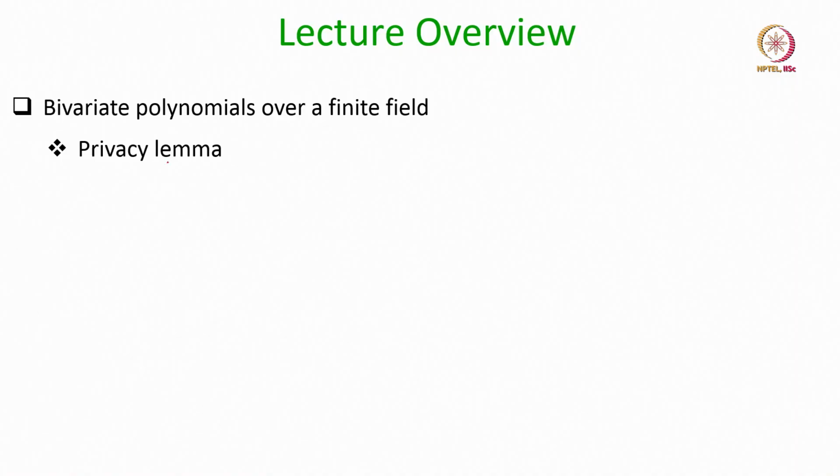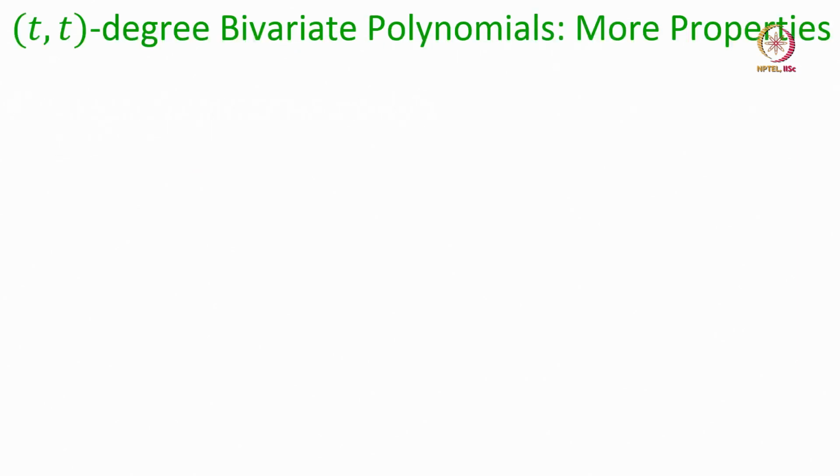So, in this lecture we will continue our discussion regarding bivariate polynomials over finite fields. Namely, we will prove a lemma which I call the privacy lemma, which will be later useful when we design verifiable secret sharing schemes based on bivariate polynomials.